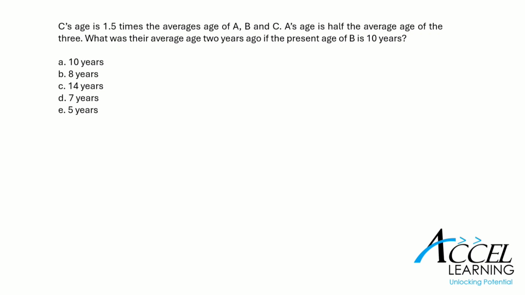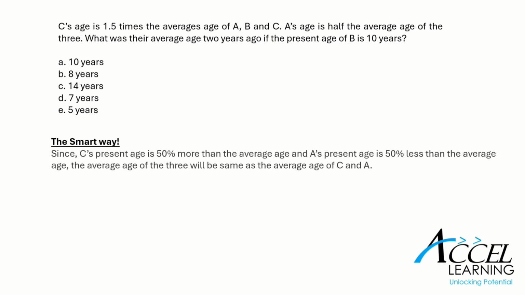Here's the same question. Pause the video now to see if you have a faster and smarter way to solve this question and beat the clock. So, here's the smart way. Since C's present age is 50% more than the average age and A's present age is 50% less than the average age, the average age of the 3 will be the same as the average age of C and A.